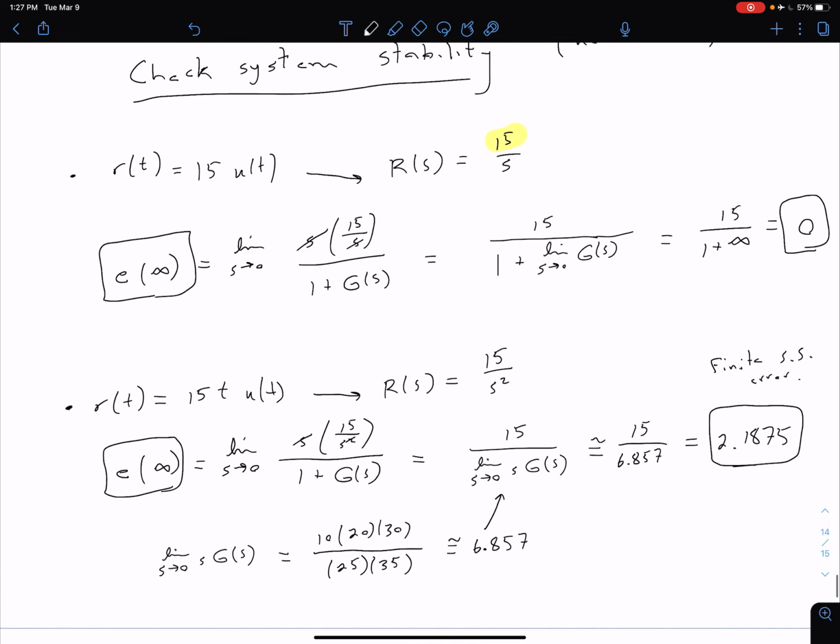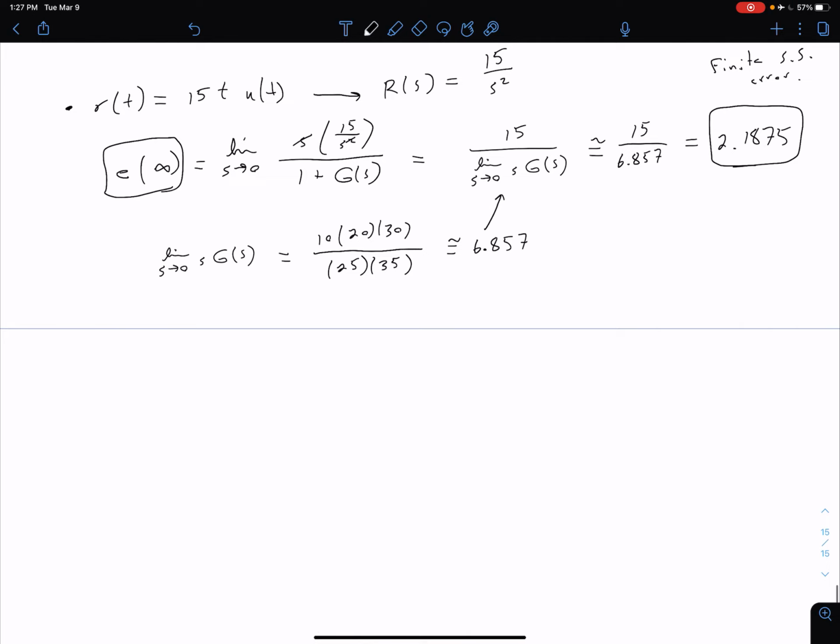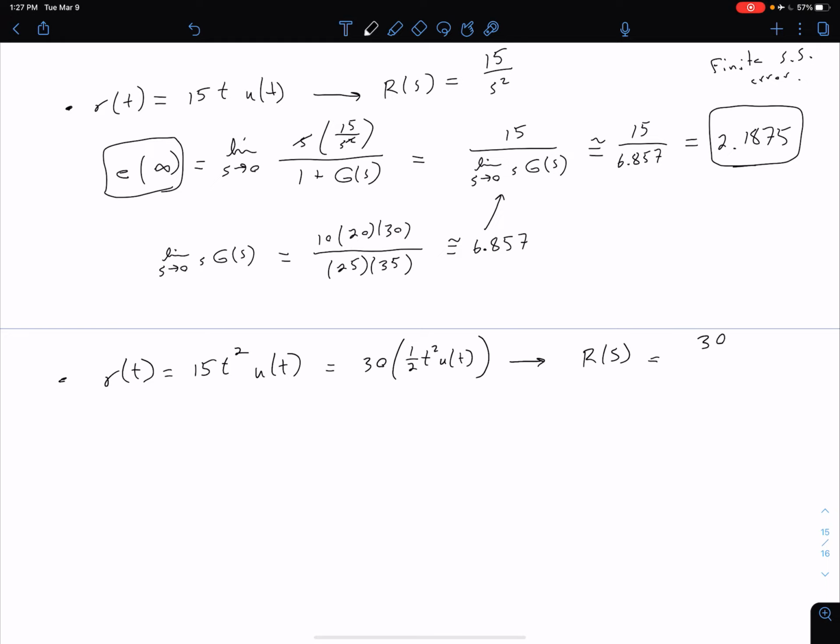Okay, moving on to our last input, which was 15t squared u of t. So now we have r of t is equal to 15t squared u of t. Remember, we said that's equal to 30 times 1/2 t squared u of t. The reason I want to do that is because this was our unit parabola. So that gives us an r of s equal to 30 over s cubed.